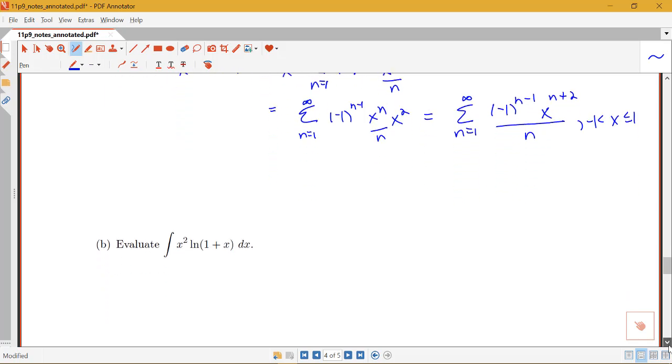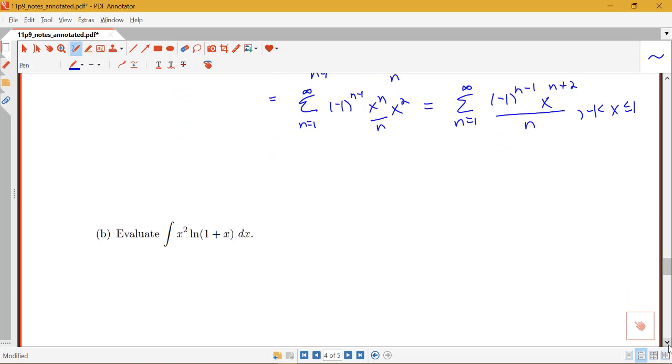So we can use that to integrate x squared log of 1 plus x dx. So we're trying to integrate this as a power series. So this means I need to integrate this sum from n equals 1 to infinity of negative 1 to the n minus 1, x to the n plus 2 all over n dx. Okay, and so power series are a really useful tool for helping us take integrals of things that might be otherwise not possible to do or even just a lot more complicated to do.